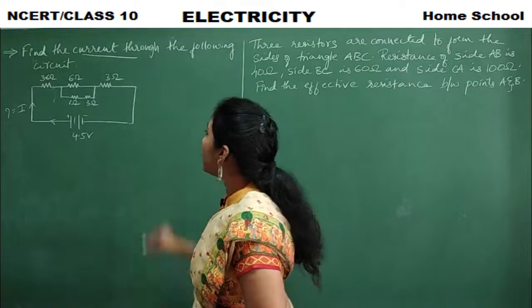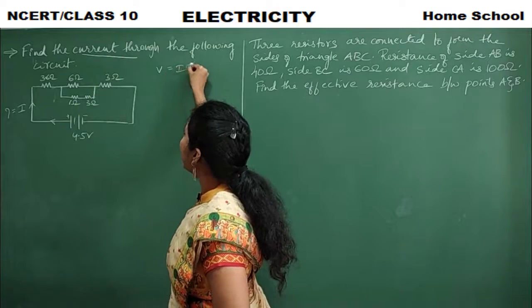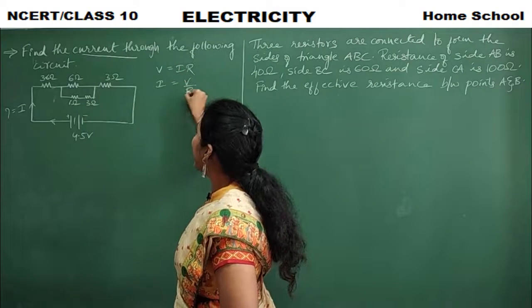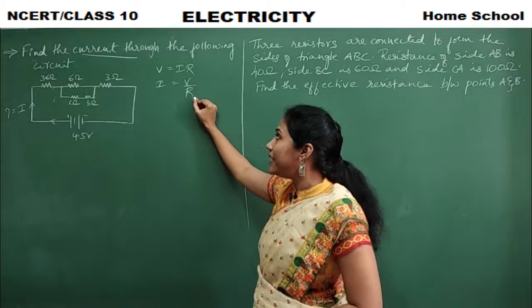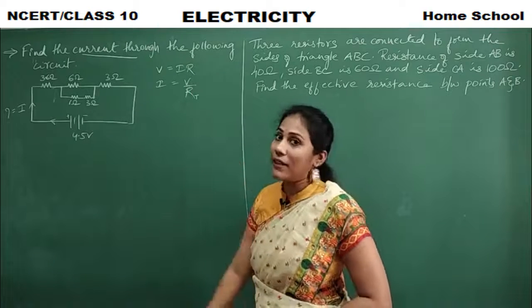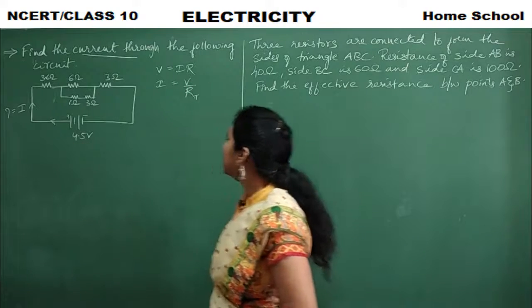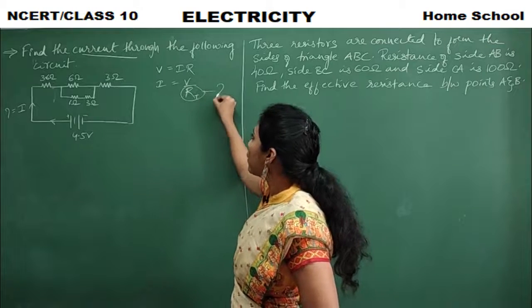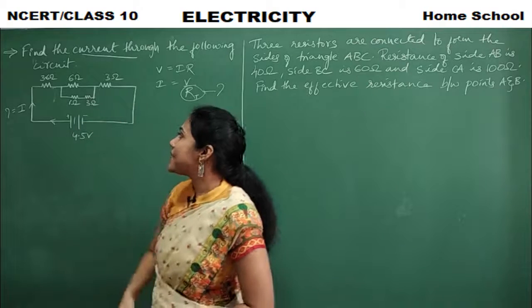So what is the formula for I? Ohm's law. What is your Ohm's law? V is equal to IR. Right? So I is nothing but V divided by R. Total current is equal to potential difference divided by resistance. So this resistance is the total resistance you have to consider. So V we know, 4.5. What is our total resistance? We don't know this. This is a question mark. Right? So how do you find the total resistance?